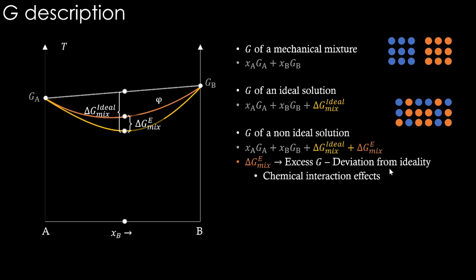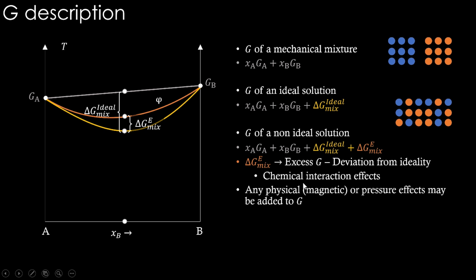What it takes care of is the chemical interaction effects, whether elements like each other or dislike each other. Based on that, how the enthalpy is changing, how the entropy will be changing, those effects are considered in this chemical interaction effects. Apart from this, we can also add any physical, for example, any magnetic contribution because of magnetism if there is a Gibbs energy change, or because of any stress or pressure effects if there is a Gibbs energy change. They all can be added just like this to the Gibbs energy, so that we can consider any effect in this Gibbs energy description itself.